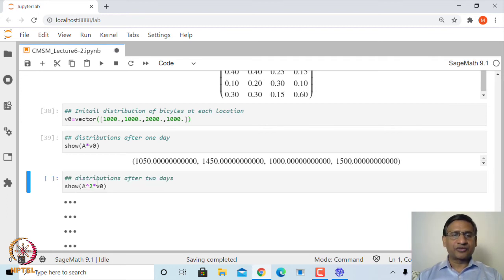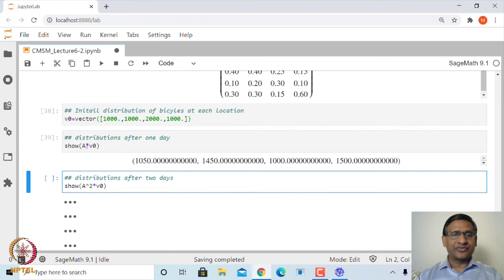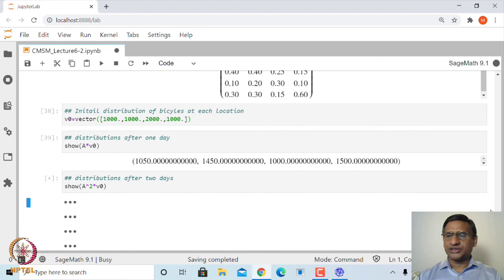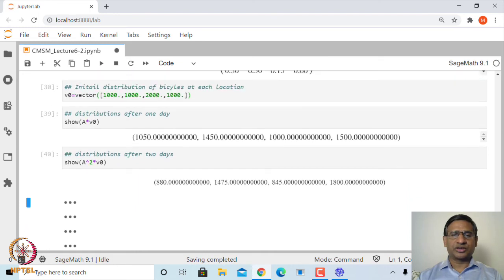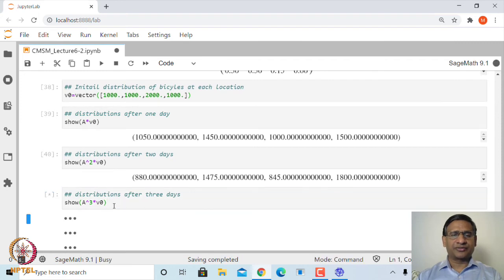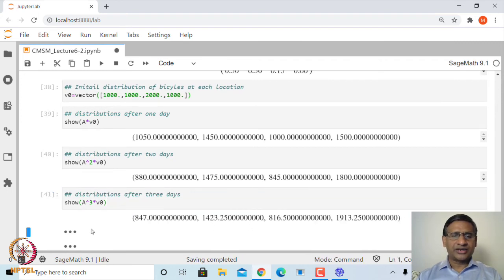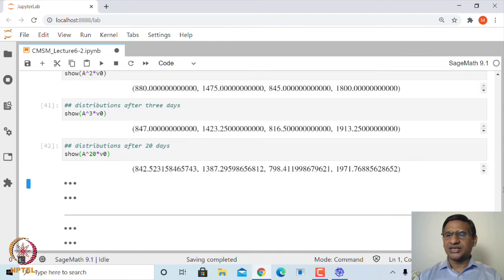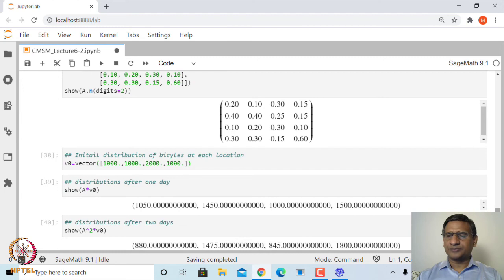After the second day, you need to find A times the distribution at each location after one day, which is the same as A square times V naught. So, after 2 days the distribution of cycles has become like this. Of course, it is possible that you might get fractional values, in which case you have to round them off. After 3 days, A to the power 3 times V naught, this is the distribution. After, let us say, 20 days, what will be the distribution of cycles?